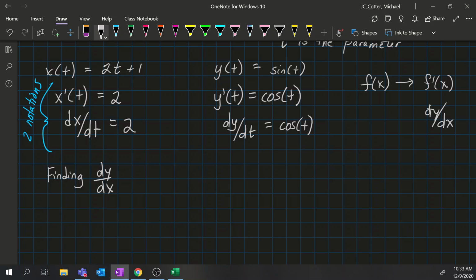Okay, so dy dx is the rate of change of y as x changes. Okay, and so the reason that that's tricky is because we only have equations that connect x and t, and we have equations that connect y and t. But what we want in terms of dy dx is some expression that connects y and x. Okay, and the formula for that is dy dx is equal to dy dt divided by dx dt.